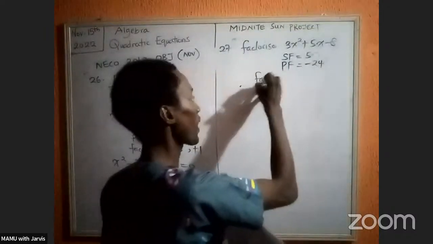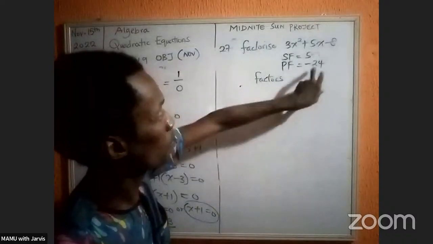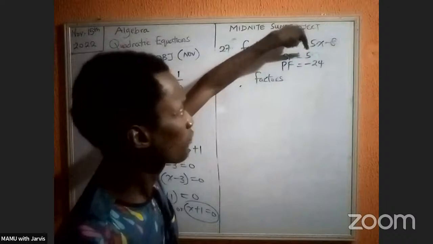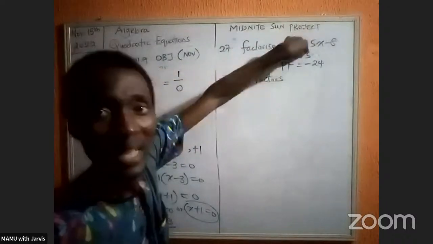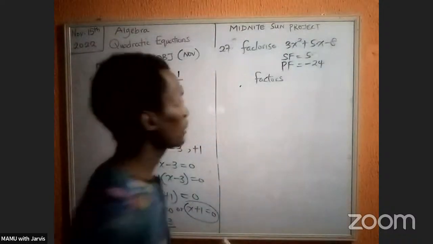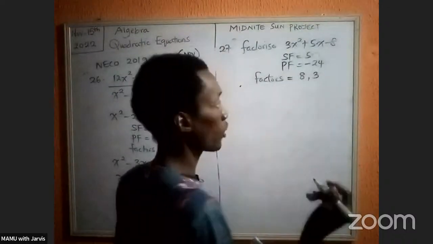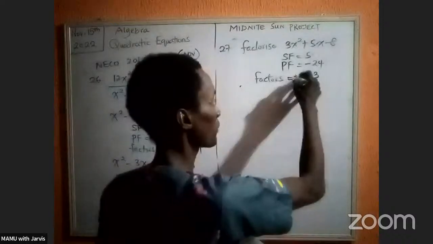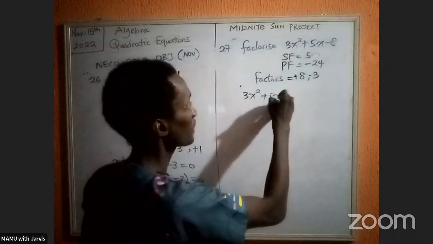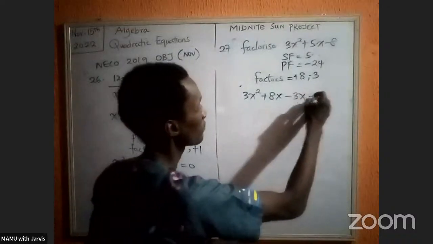So what will be the factors? I'm thinking of two numbers that when I multiply them, I will get this, and when I add them, I will get this. This number is an odd number, and that suggests one of the factors I need must be odd and the other must be even. I think of 8 and I think of 3. This is positive, so this will be positive and this will be negative. So I can rewrite this as 3x squared plus 5x plus 8x minus 3x minus 8.